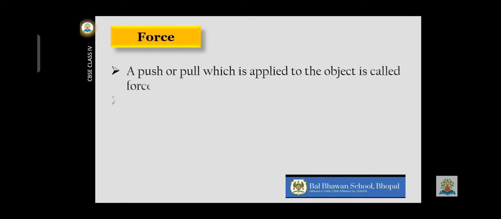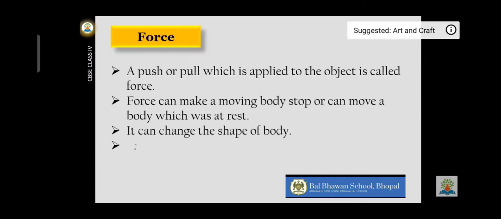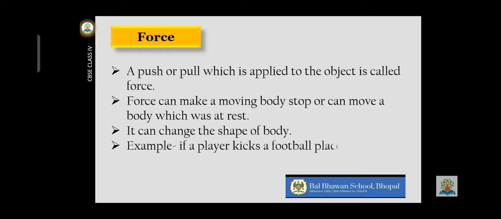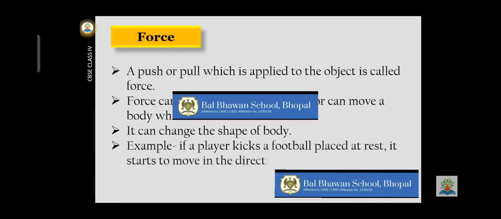When we talk about force, it is a push or pull which is applied to the object. Force can also make the object move, or it can also make the object stop. It can also change the shape as well as direction of the body. For example, if a player kicks a football which is at rest, the football starts moving in the direction of the force applied.